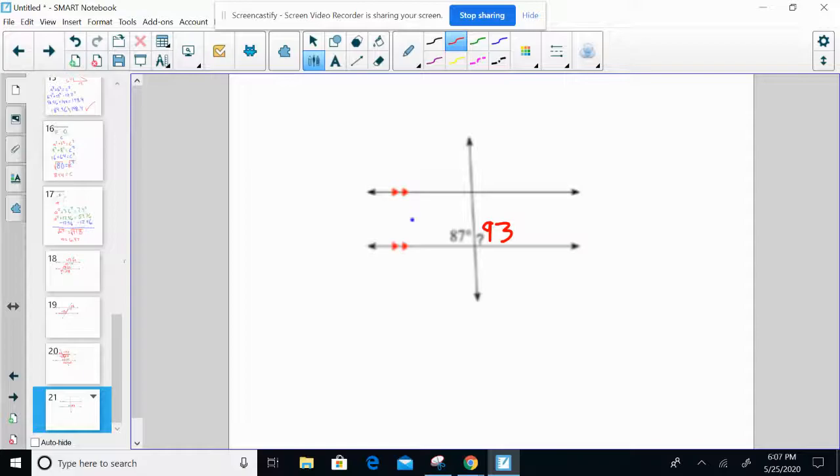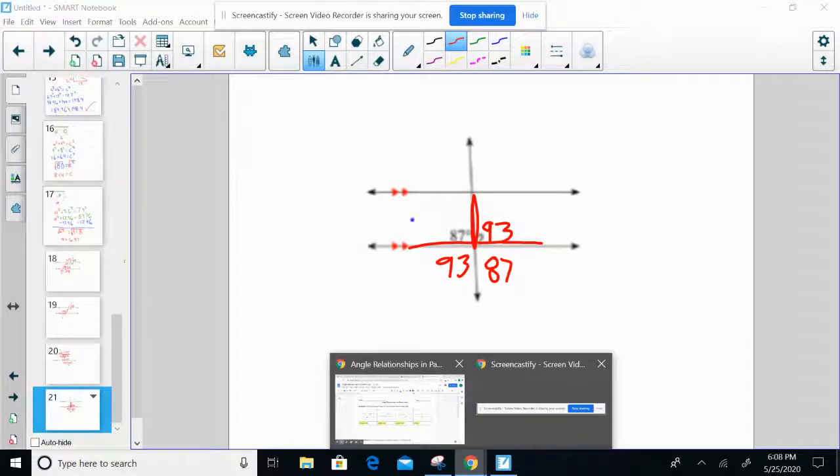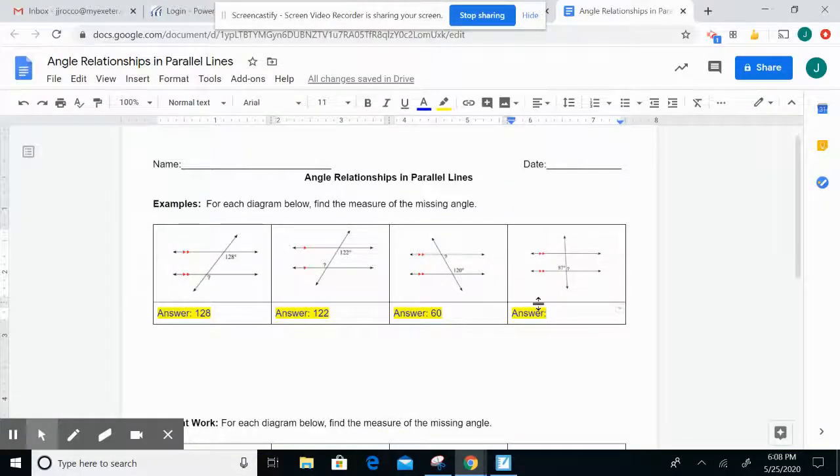All right. It can be a little hard if your angles look very similar, but they're not the same. 87, and then we know that 87 plus this angle add up to 180. It's 93. There's your answer. All right, and that's pretty much it.